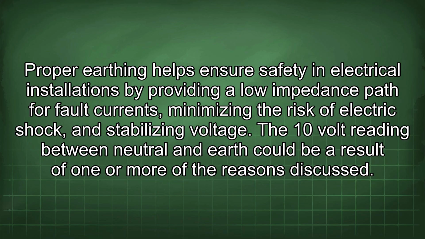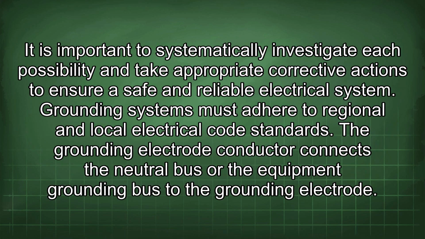A 10-volt reading between neutral and earth could be a result of one or more of the reasons discussed. It is important to systematically investigate each possibility and take appropriate corrective actions to ensure a safe and reliable electrical system. Grounding systems must adhere to regional and local electrical code standards.